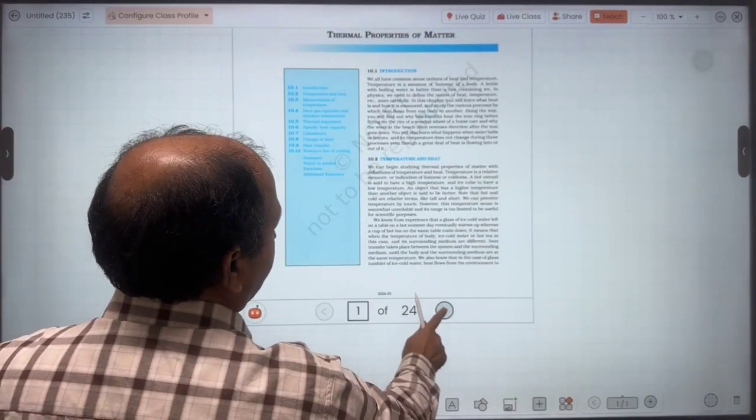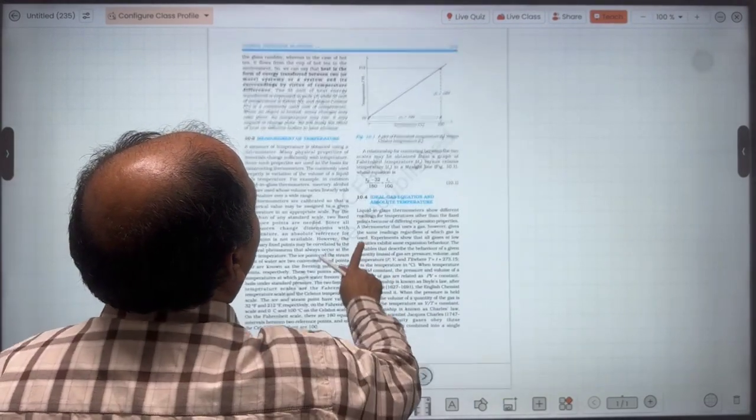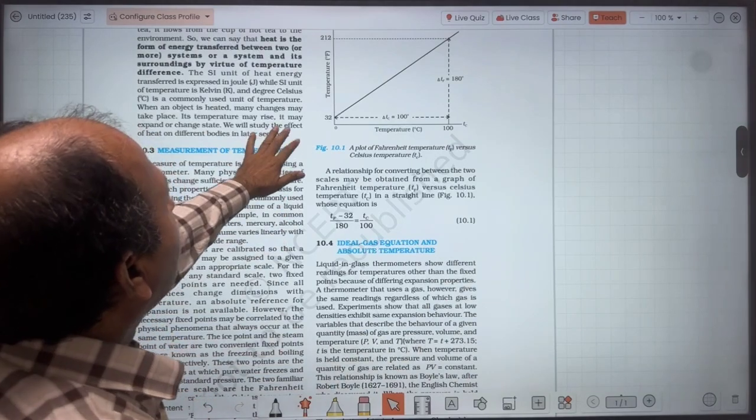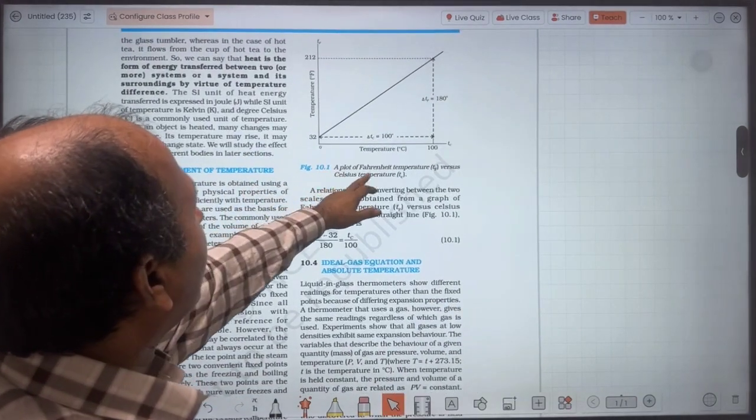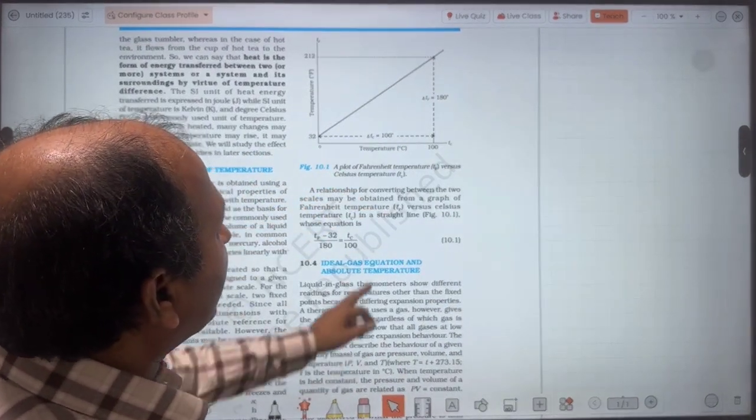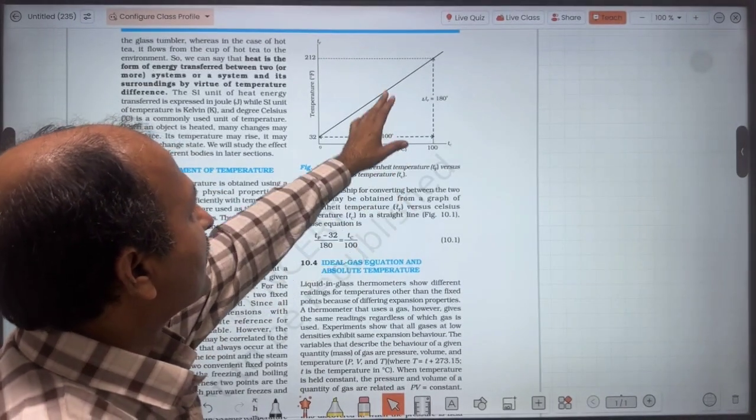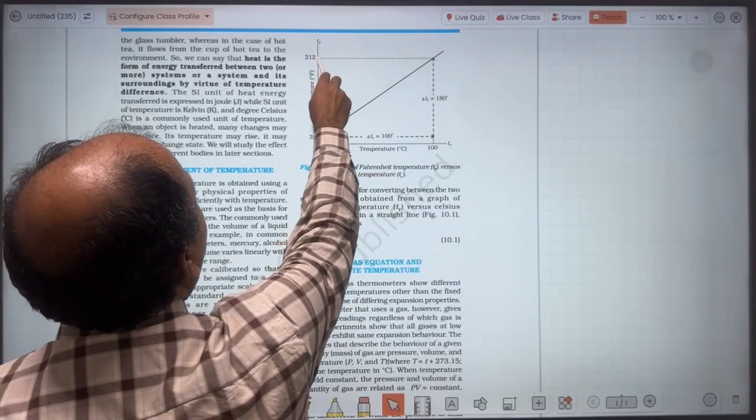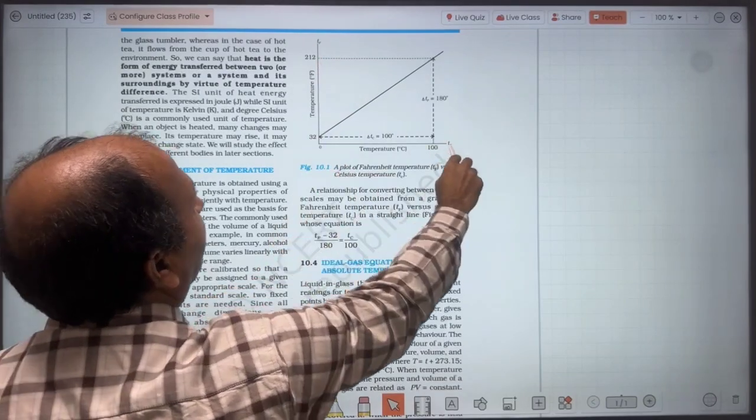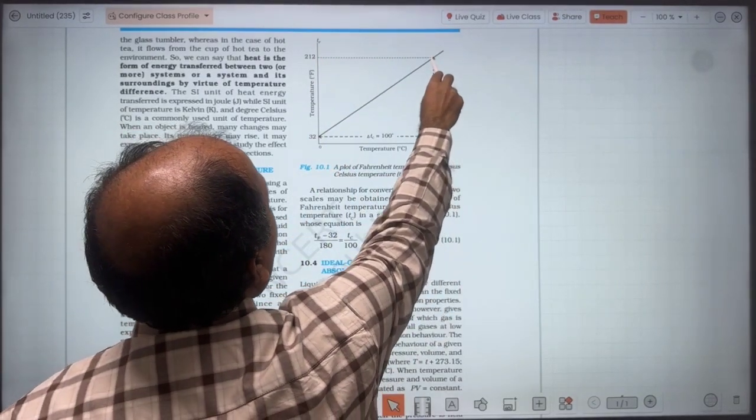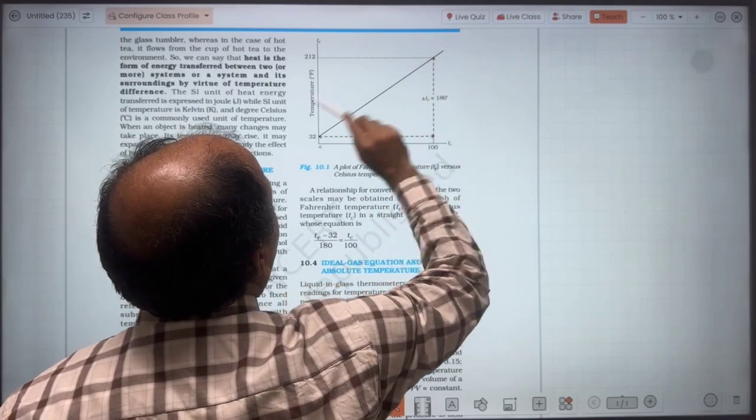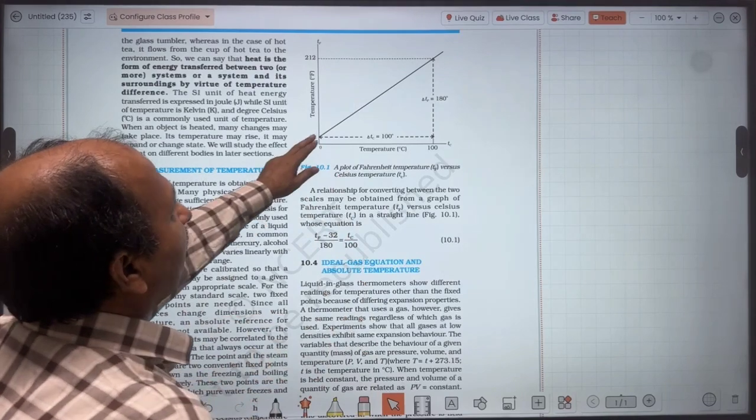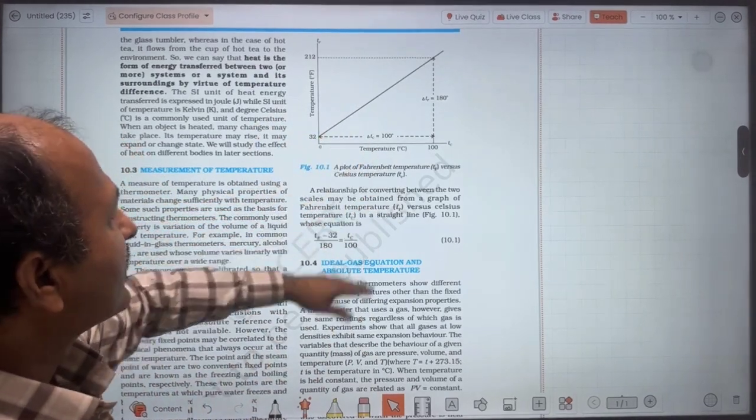Here a graph is shown, and through the graph a plot of Fahrenheit temperature TF versus Celsius temperature is shown. What they want to tell you is that 212 degree Fahrenheit and 100 degree centigrade, or 0 degree centigrade and 32 degree Fahrenheit, both are equal. So that thing is given here.